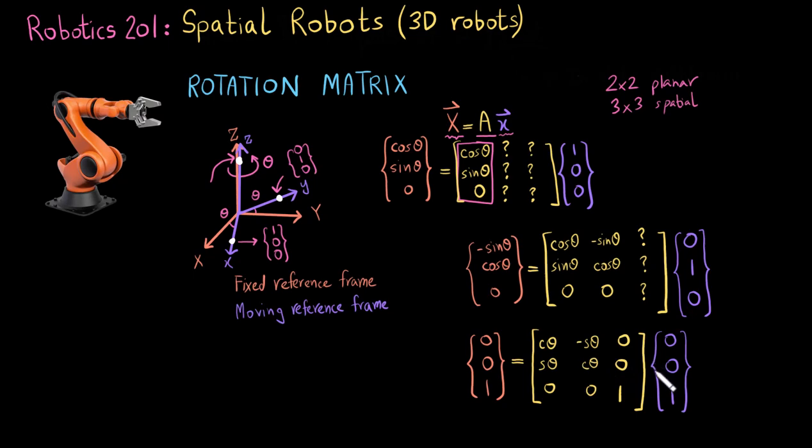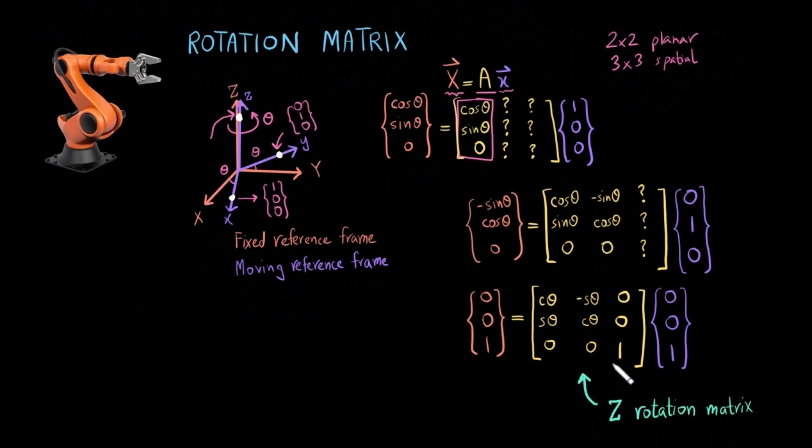And this rotation matrix was about the z-axis, right? So what we call it is, we call this the z rotation matrix. So this 3 cross 3 matrix is known as the rotation matrix about z, or in short, z rotation matrix.